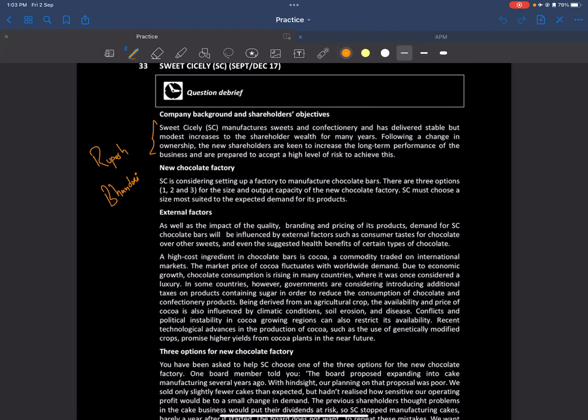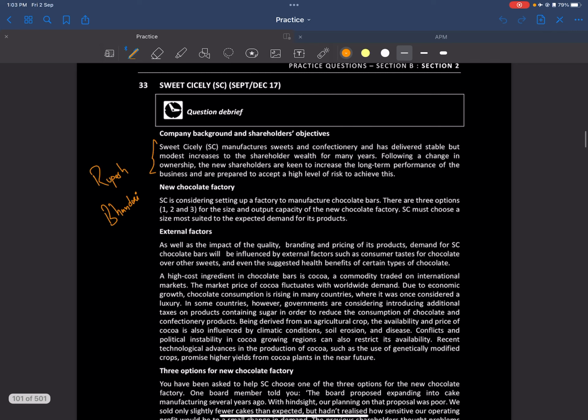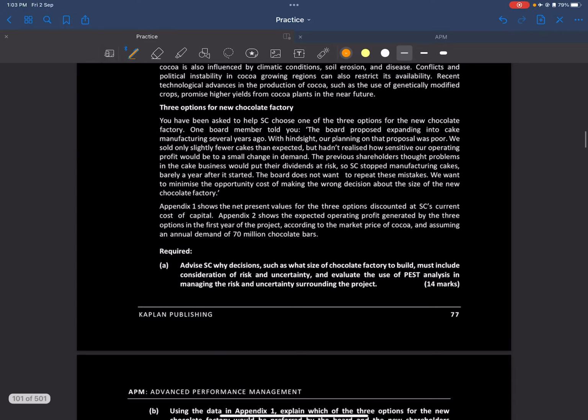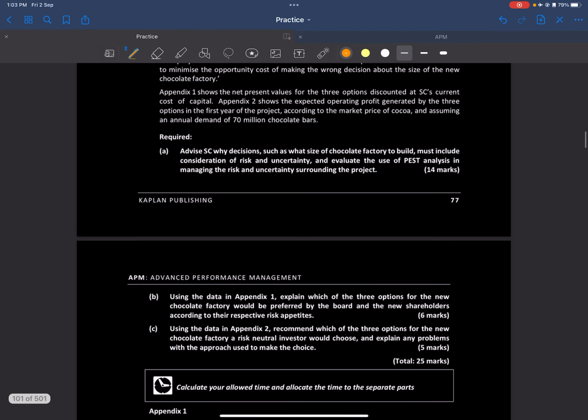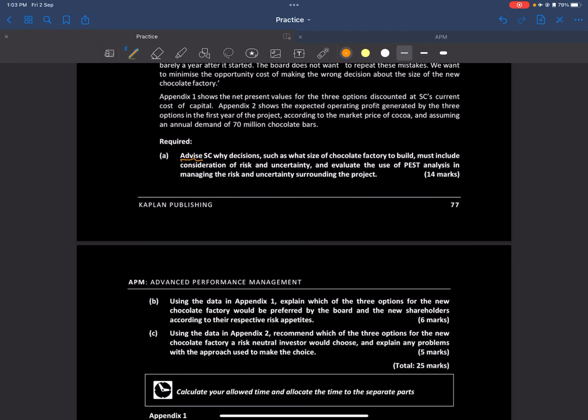Let's look at this particular question called Sweet Cicely. It was tested in December 2017. And then what else? So we need to advise Sweet Cicely why decisions such as what size of chocolate factory to build must include consideration of risks and uncertainty, and then evaluate the use of PEST analysis in managing those risks and uncertainty.